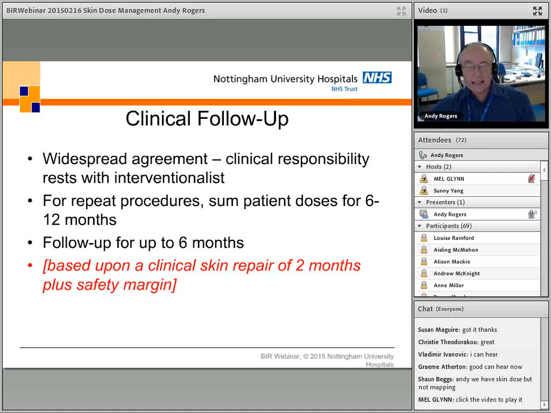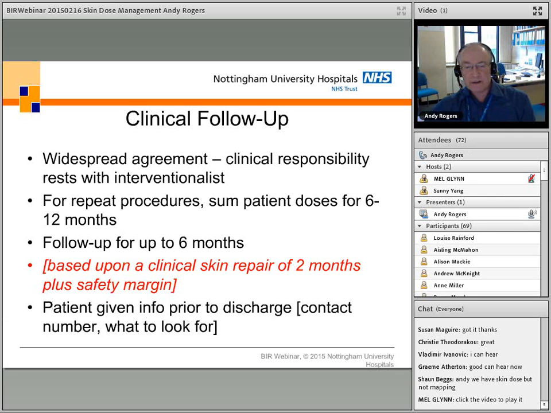And this advice is actually based upon both what's written in the Balter paper and the NCRP report, and that's based upon a clinical skin repair of about 2 months, plus they've added in a safety margin. So if you go with the 2 months and build your own safety margin, you can amend those times above, the 6 to 12 month repeats and the follow-up for 6.